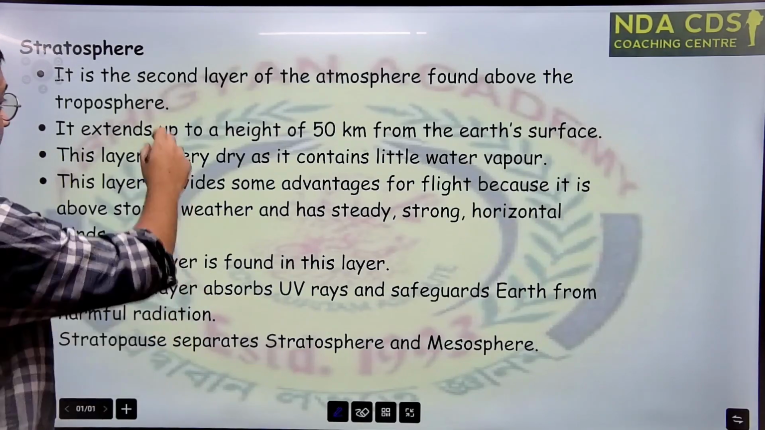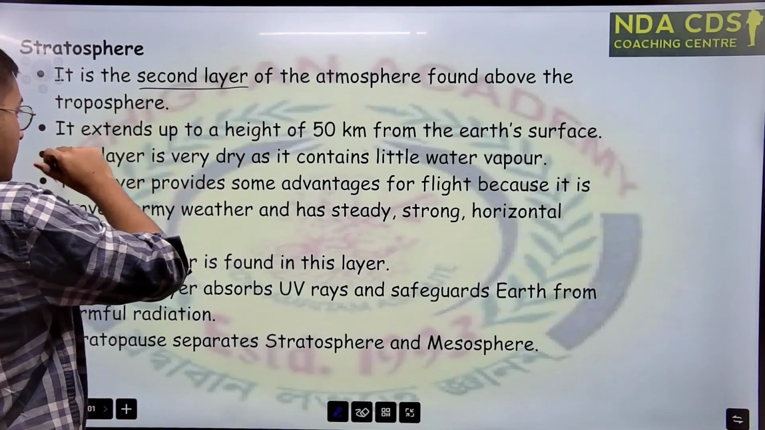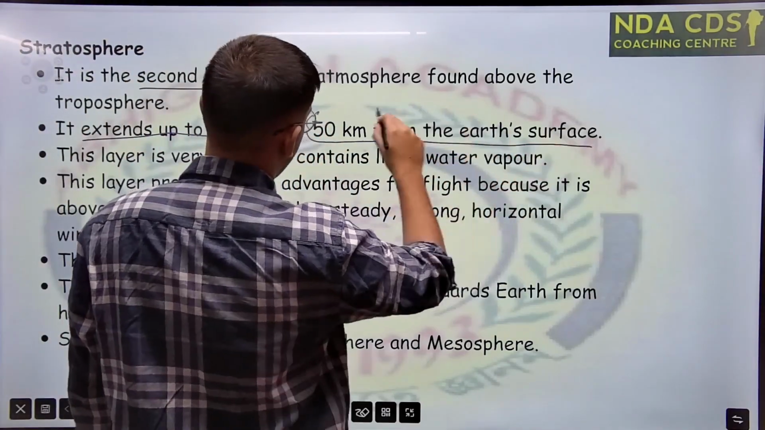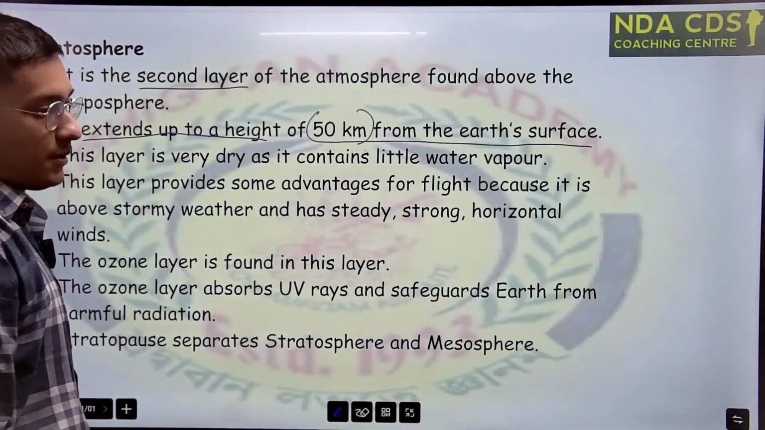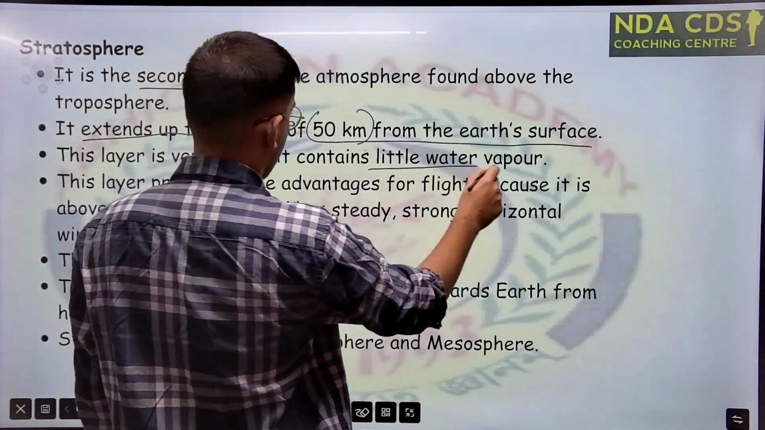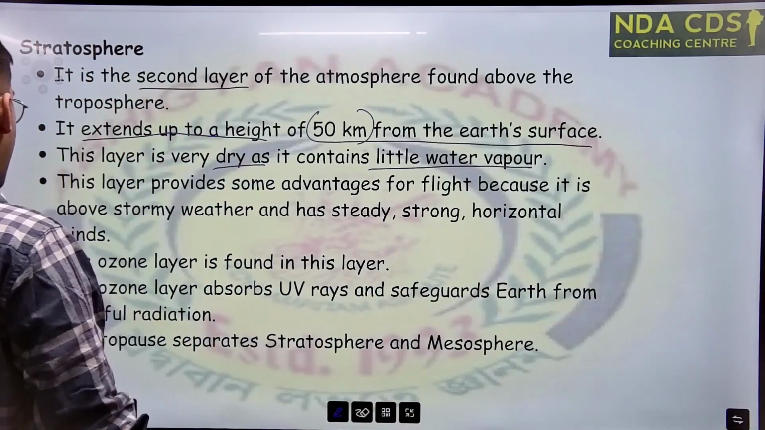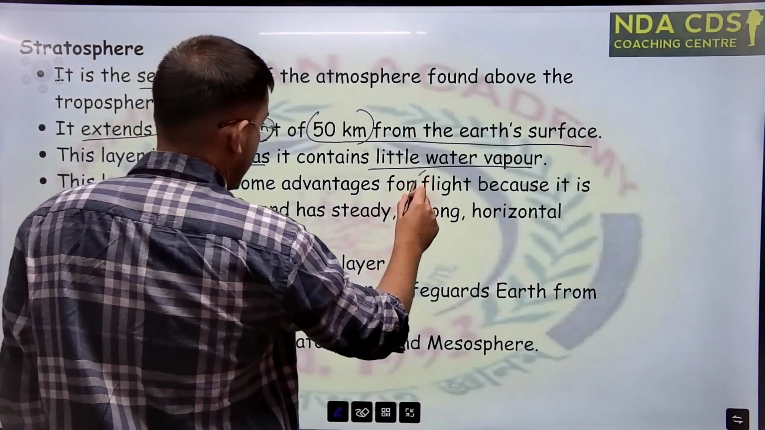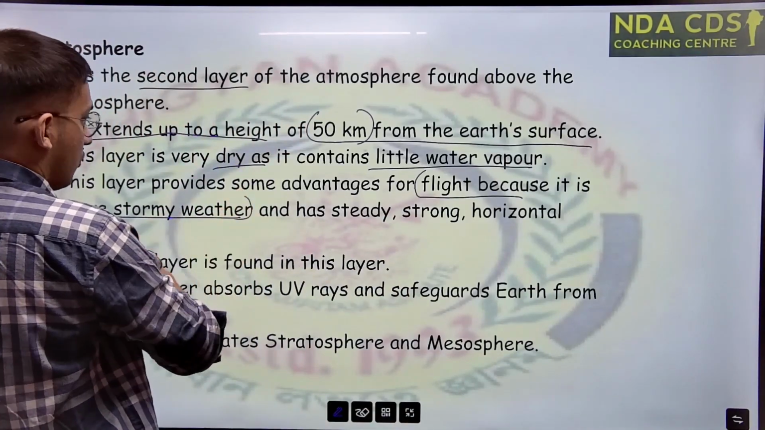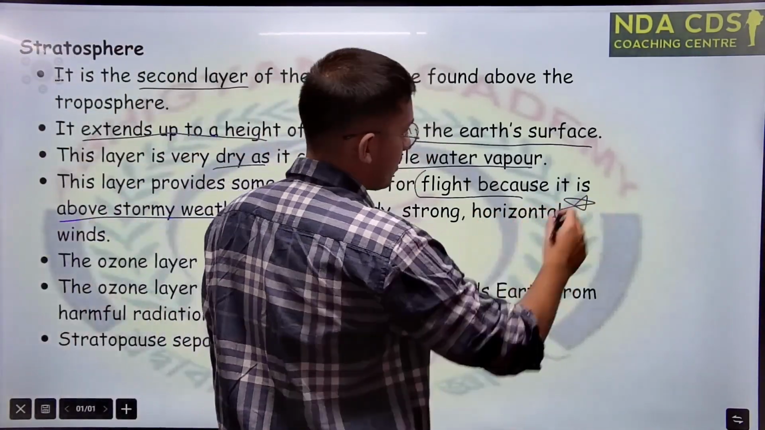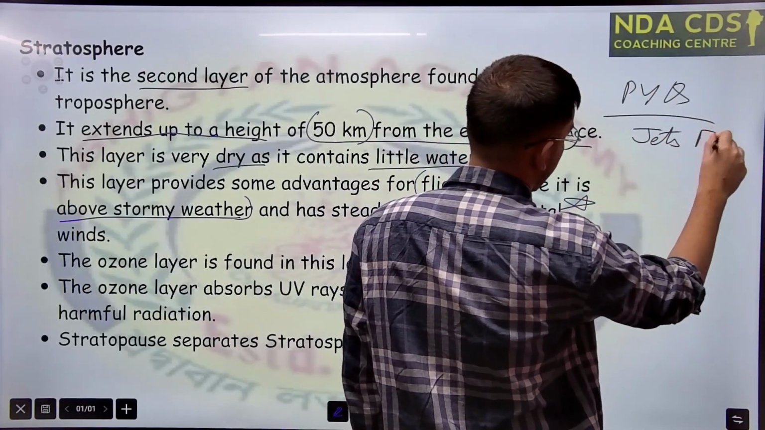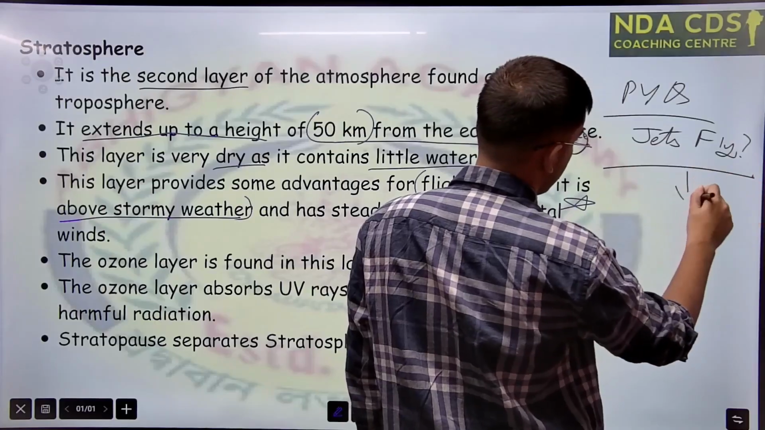The stratosphere is the second layer of the atmosphere, and it extends up to a height of 50 kilometers from the Earth's surface. The troposphere was 18 kilometers. This is 50 kilometers. It is a very dry layer. It contains little water vapor. Then we have flights flying in this layer because it is above stormy weather. So this is an important line. It's a PYQ again. They ask questions like, where do jets fly? So the answer is the stratosphere.